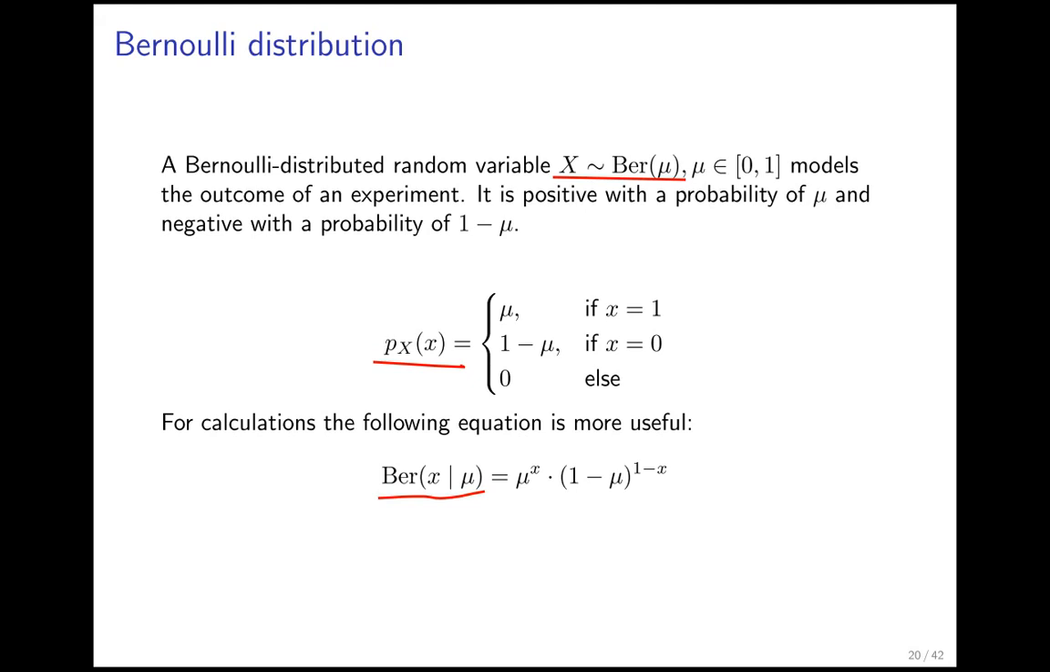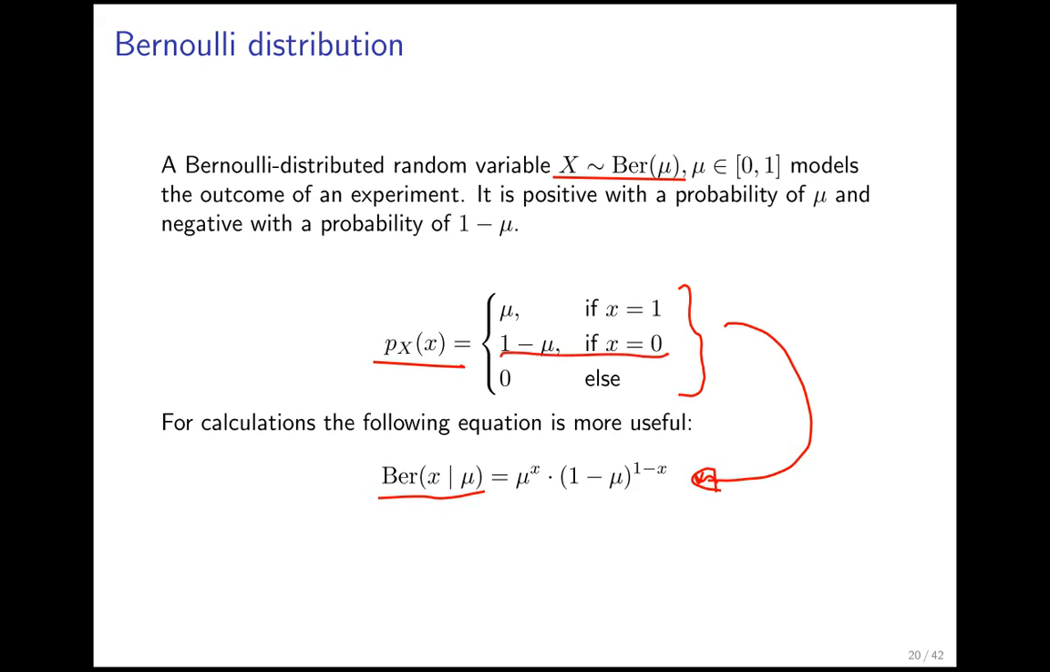And now here's a very useful equation which takes this case distinction here and puts it into one single formula, because that's much nicer to calculate with. And if you look at it, here you can see why it's useful to use 0 and 1 as encoding. If you have a 0, then you have mu to the 0, which is 1, and 1 minus mu to the 1 minus 0. So it's 1 minus mu to the power of 1, and that's 1 minus mu, and that's exactly this case here.